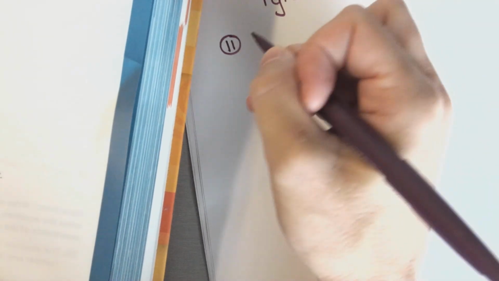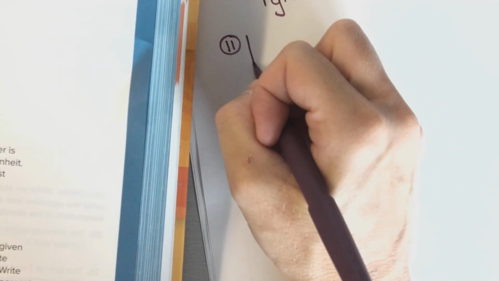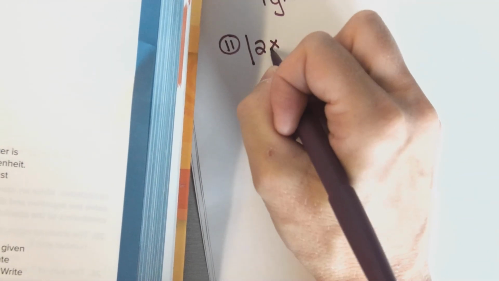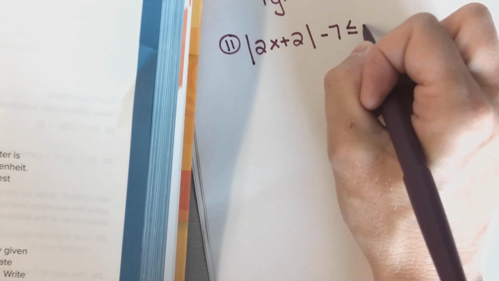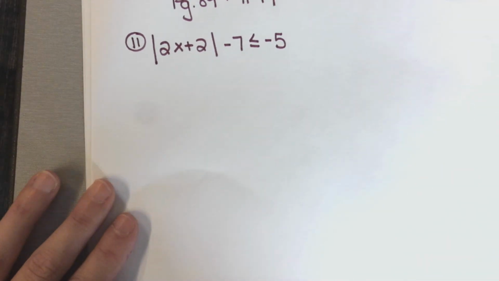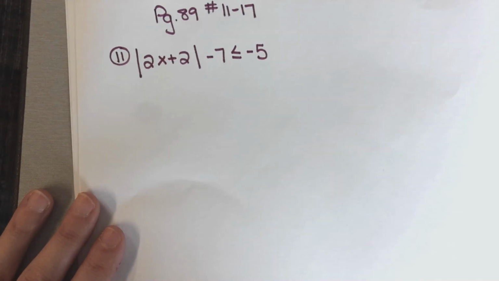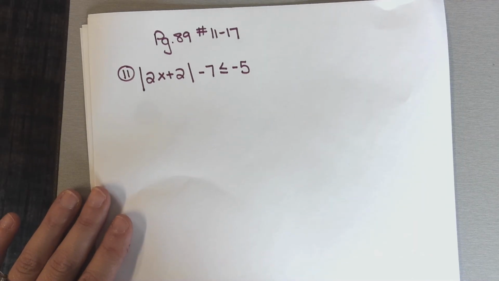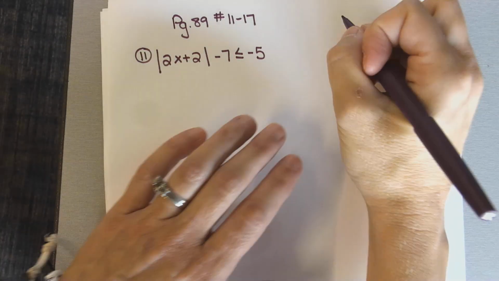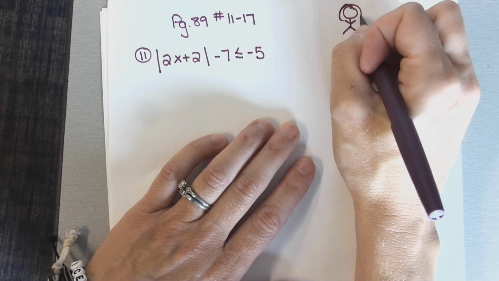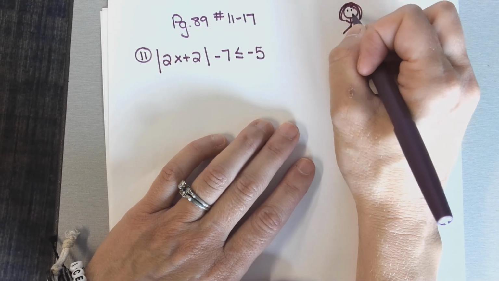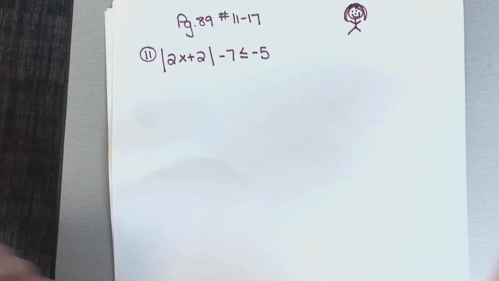Oh yeah. Okay. Number 11 says 2x plus 2 minus 7 is less than or equal to negative 5. Okay. So I'm going to explain to you kind of what's going through my head. So here's Miss Vessel. Over here. She's got some big hair today. Probably smiling.